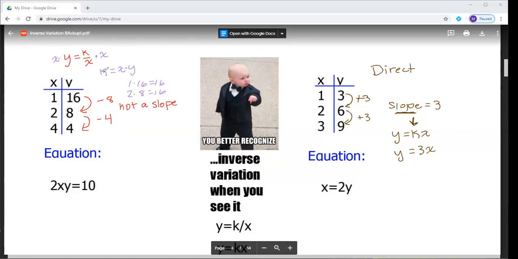So what we're seeing here is we're finding the constant of variation for this inverse function. So we know that k is equal to 16. And that's what's easy and nice about this: you can identify it if you notice that when you multiply x and y, it always comes out to the same thing. So that means the equation for this one is, because k is 16, we just plug it in up there. This is the equation, y equals 16 divided by x. That's the equation, okay?